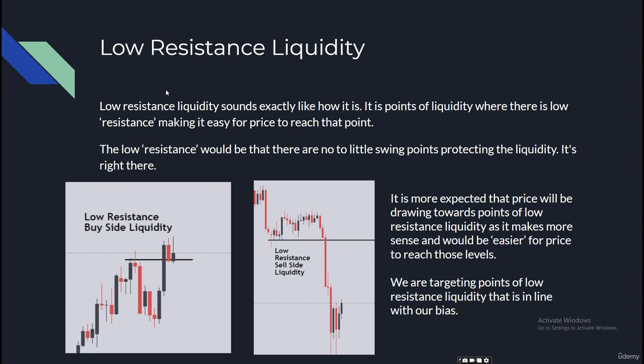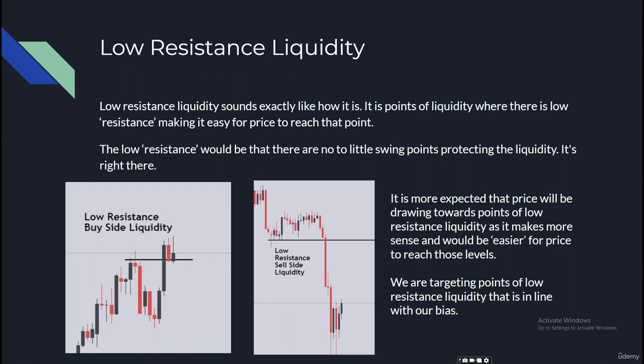And so why it's so important to understand high resistance versus low resistance is because it gives you an idea of where the next target is. So obviously you want to be in line with the bias. You don't want to be the guy who, let's say price is going higher and you're thinking that price is going to reverse right now just because you feel it.